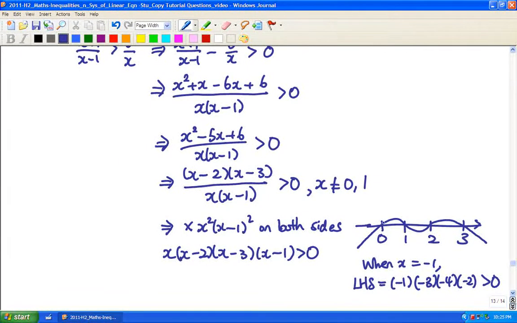We now have to exclude all of them because it's a strict inequality, and also because at 0 and 1 it is undefined. So our final conclusion would be 0 is strictly smaller than x is strictly smaller than 1, or 2 is strictly smaller than x is strictly smaller than 3.